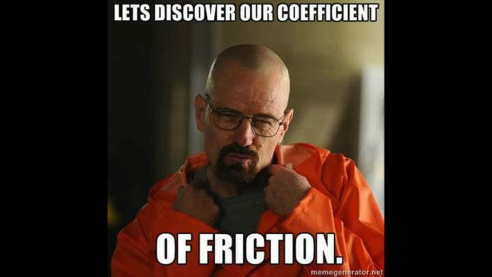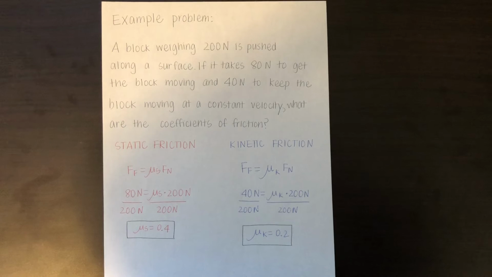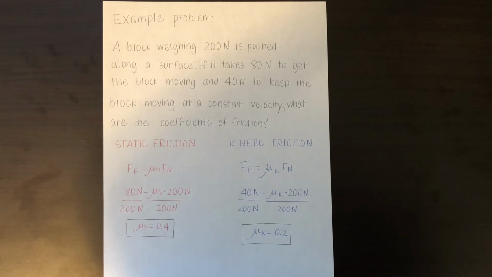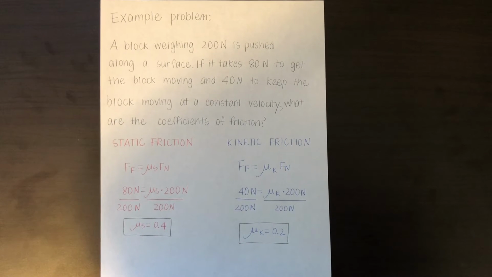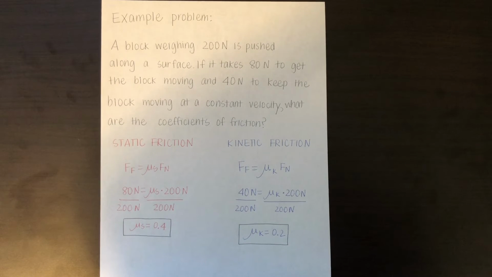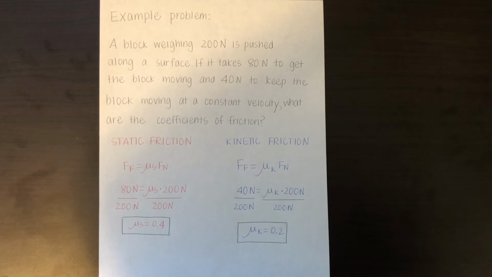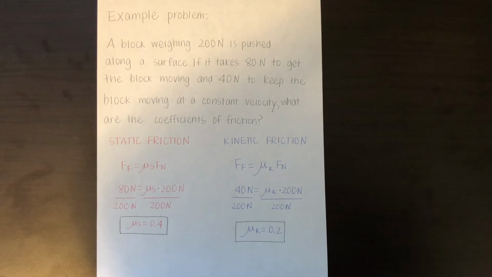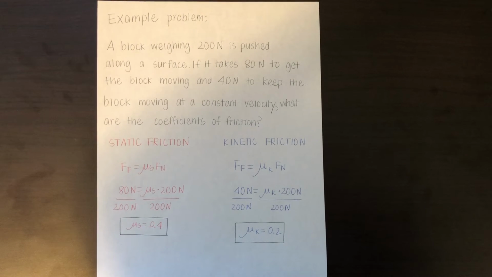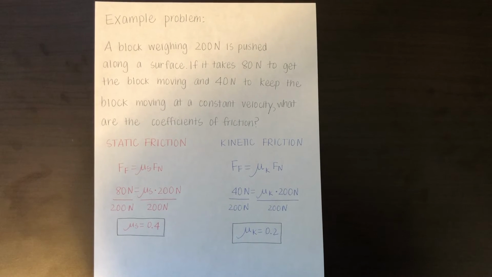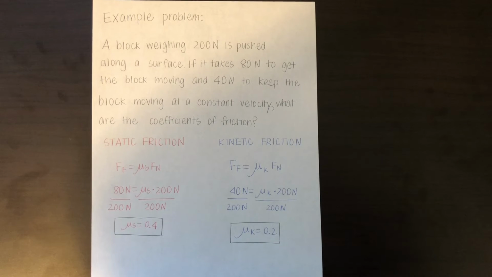Here is an example problem where we have to calculate mu, the coefficient of friction. A block weighing 200 newtons is pushed along a surface. If it takes 80 newtons to get the block moving, and 40 newtons to keep the block moving at a constant velocity, what are the coefficients of friction? For the coefficient of static friction, we need the force needed to get the block moving, which is 80 newtons. We can then plug that into the F equals mu times N formula, where N, or F sub N, is the normal force. This is equal to the weight of the block, 200 newtons. After dividing both sides by 200 newtons, we can calculate that the coefficient of static friction is 0.4.